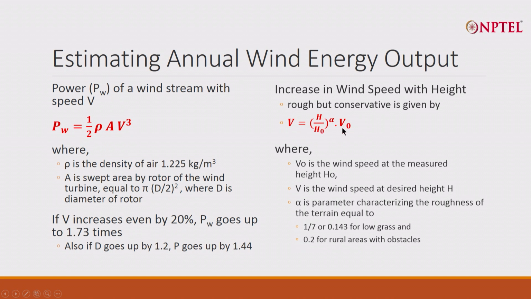If velocity at some height is measured, velocity at another height is higher than that. That is the important factor. So, alpha varies with the roughness of the terrain and could be 0.143 or 0.2. So, it increases, and remember that the power is increased by V cubed. So, it has a huge impact if you increase the height.